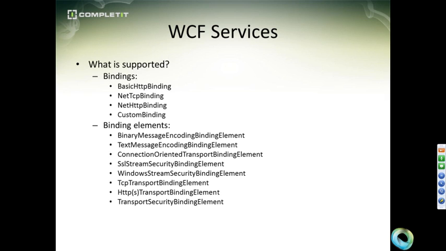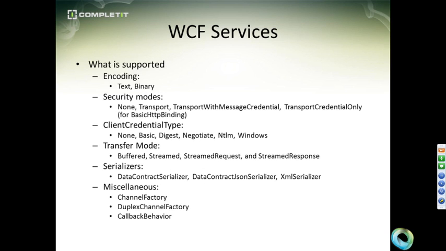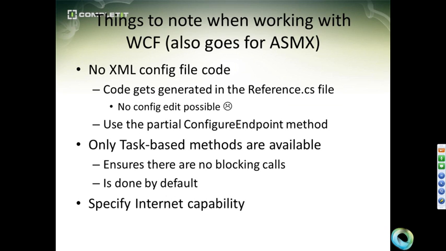This is quite logical because the applications are going to be running on a client-side device. Therefore, it is not secure to actually expose private keys, which would be required for the WS-HTTP binding. That being said, security becomes a different problem, and we're going to take a look at securing the communication in the next couple of slides. You see here a list of binding elements that are supported. The other things that are supported: text and binary encoding. Security, we're going to take a look at security in just a second. Credentials, transfer modes, serializers, the XML serializer, the data contract serializer, and the data contract JSON serializer are also supported. Again, more or less the same as ASMX.